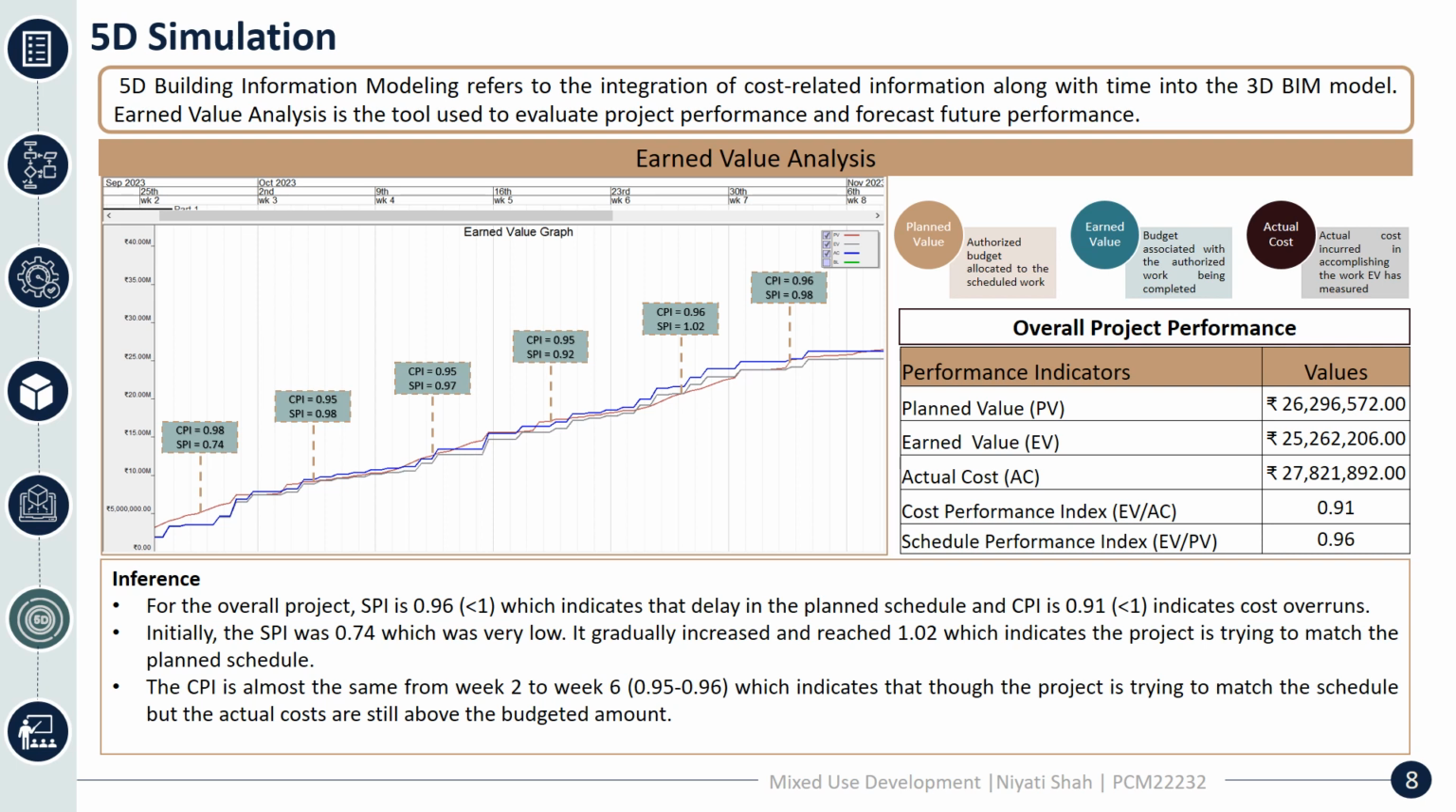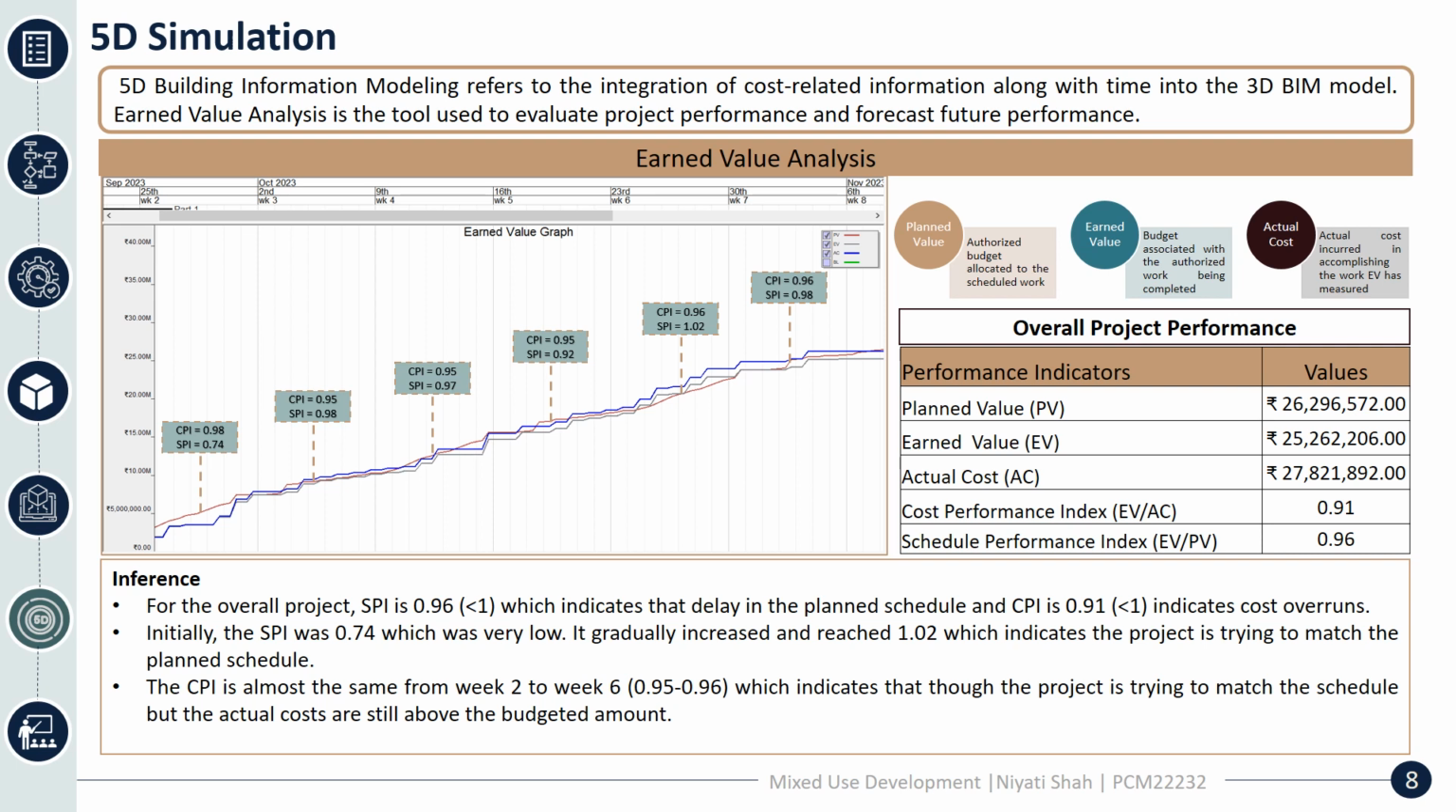Basically, there are three values which we should know. The first one is planned value. It is the budget which has been allocated to the scheduled amount of work. Earned value is the budget associated with the authorized work which has been completed, and actual cost is the actual cost incurred in accomplishing the work which EV has measured.